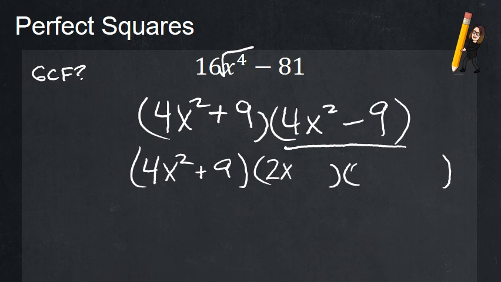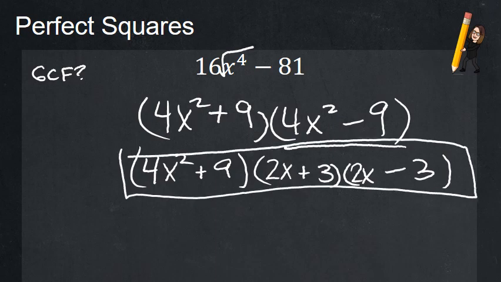4x squared, if I square root that. 9, if I square root that. Positive, negative. So I end up with 3 pieces broken apart. I could remultiply them out if I wanted to make sure I was correct.